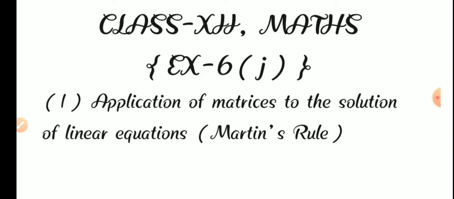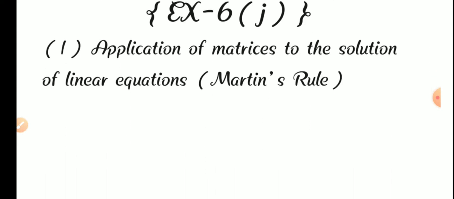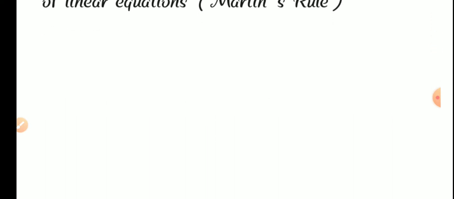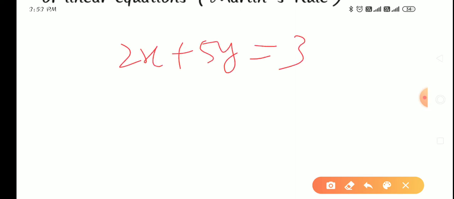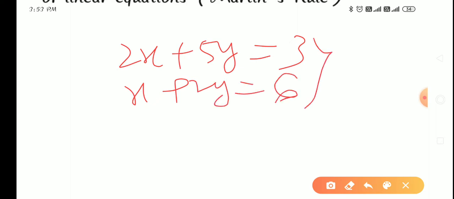In the last video I told you how to find inverses of square matrices by elementary operations. In this video, how can we solve linear equations? One system of linear equations will be given. Here you see, suppose you have 2x + 5y = 3 and x + 2y = 6.